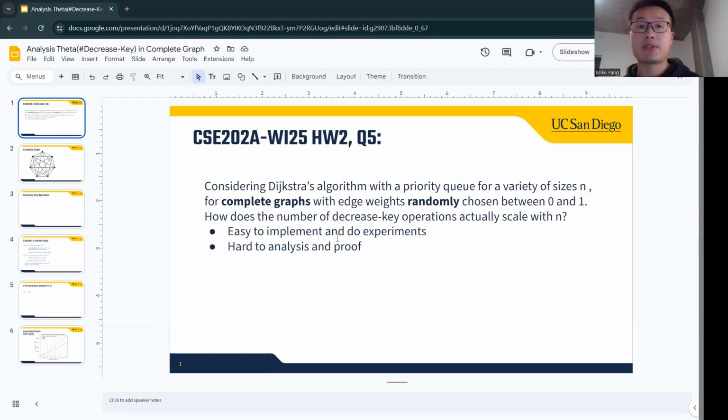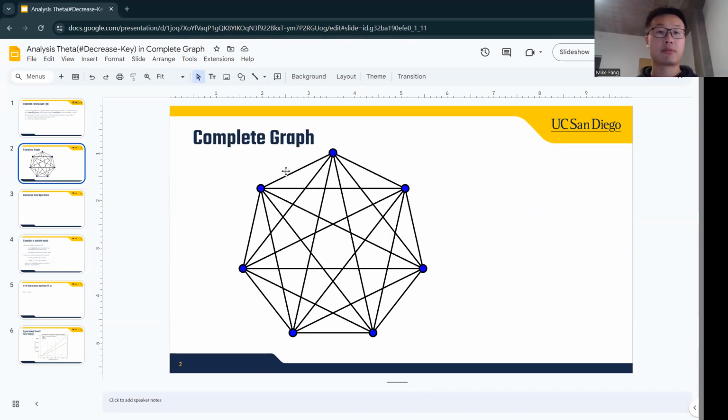It's actually very easy to implement and run an experiment to show the result, but to analyze how or why the result looks like some curve is hard. So let's start with a short review of the basic concepts. Let's start with the complete graph. For a complete graph, assume we have n vertices, and because all the vertices are connected to each other, each vertex will have n-1 neighbors. So remember this attribute, and we're going to use it later.